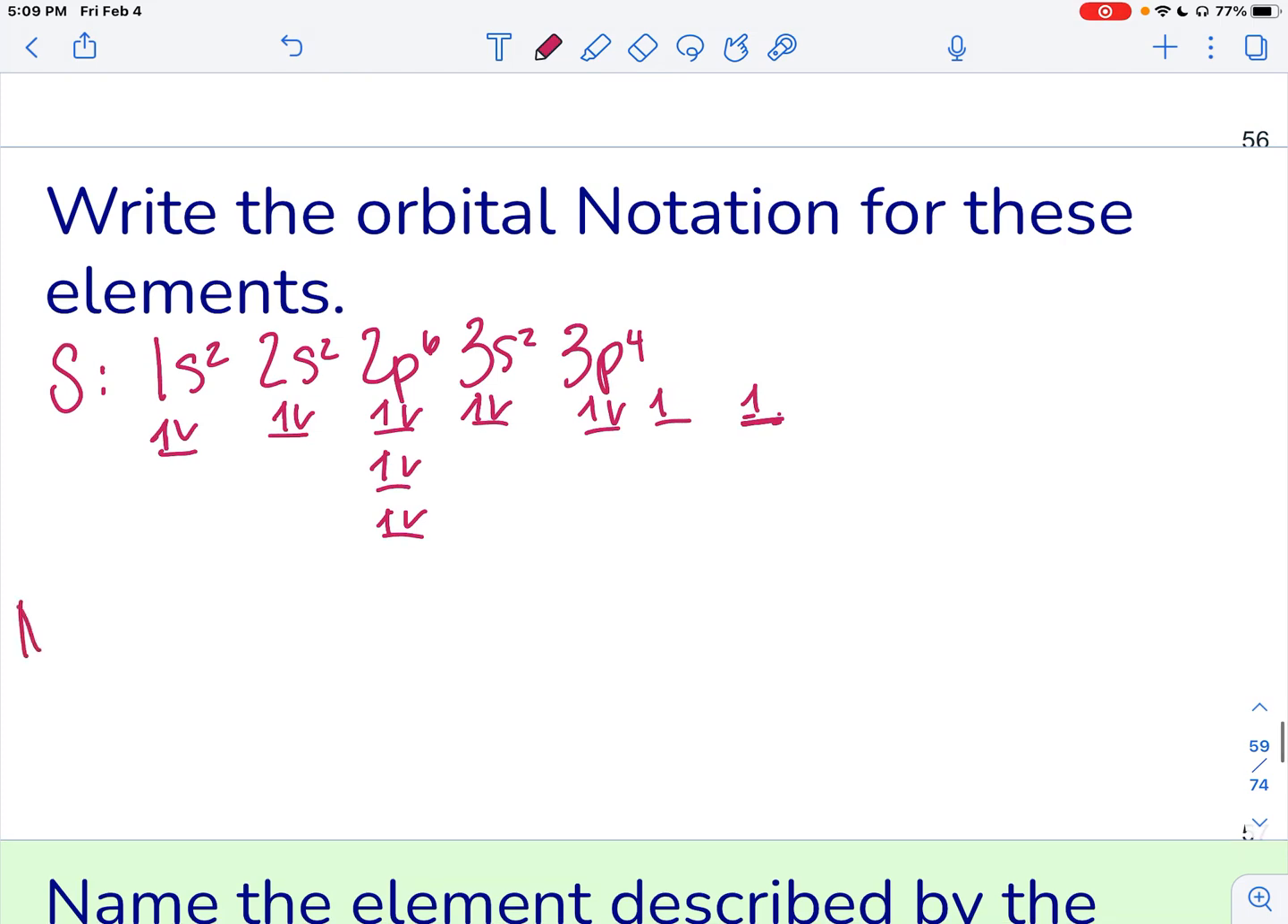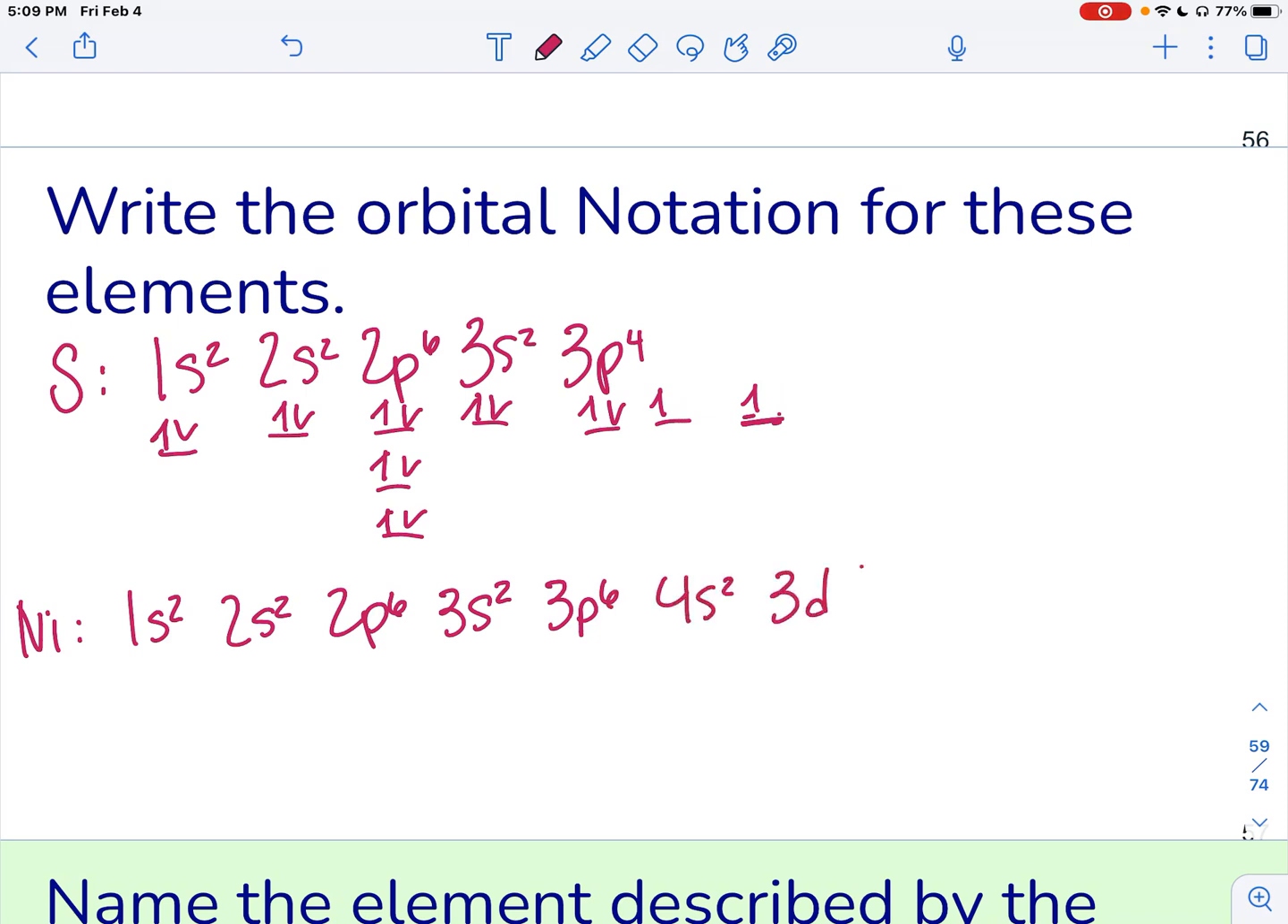So let's take a look at nickel, and we'll use the circles and X's for nickel, just so you know what that looks like. So in the circles and X's, the orbitals are circles. So I'm doing the same thing, but instead of lines, I'm doing circles.